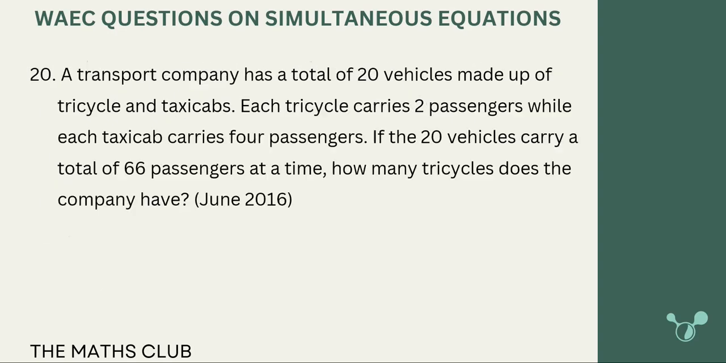Great. Number 20 says that a transport company has a total of 20 vehicles made up of tricycles and taxi cabs. A tricycle carries 2 passengers, while each cab carries 4 passengers. If the 20 vehicles carry a total of 66 passengers at a time, how many tricycles does the company have? I want you to pause the video and try this out yourself. Welcome back. Let's solve it together.